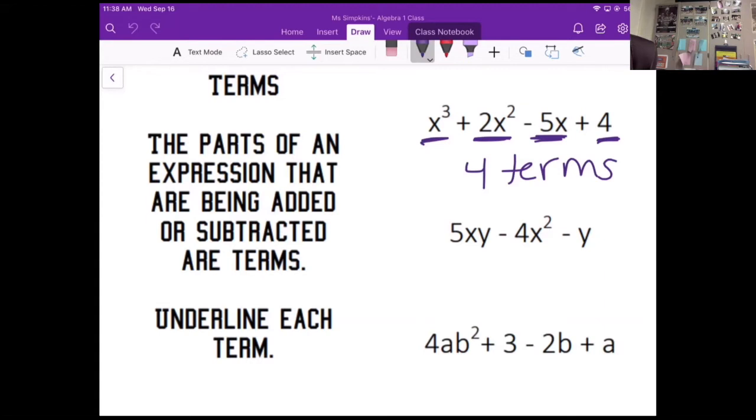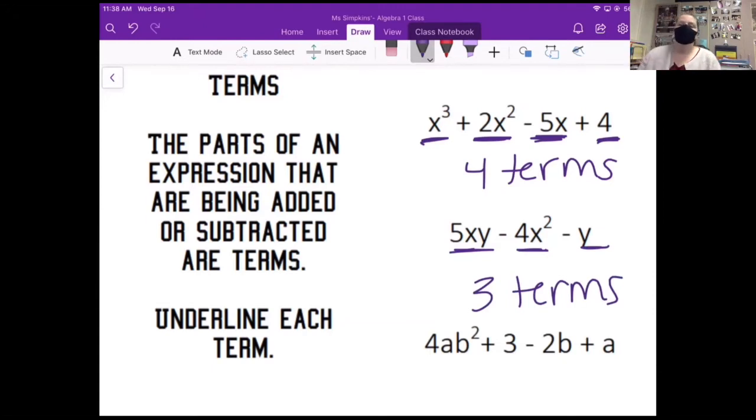You're welcome. Okay, so for the second one, we have 3 terms: 5xy, 4x squared, and y. Okay, the last one you can just show me with your fingers. How many terms does the last one have? Yep, 4 terms, good.